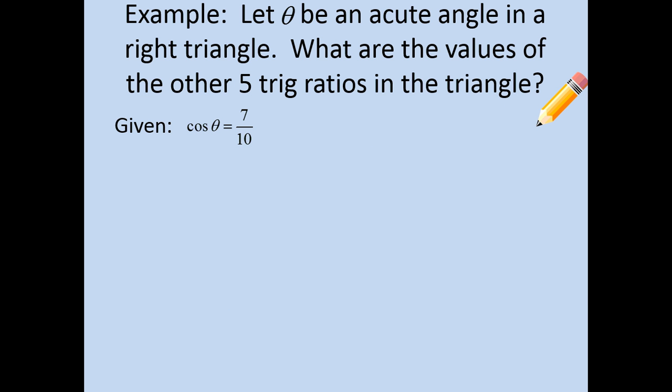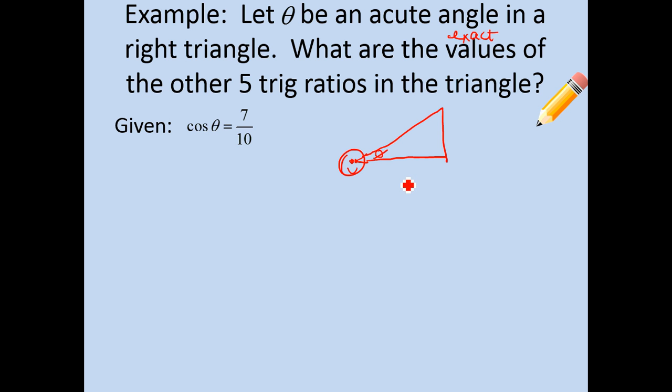Okay, let's do another example. Let theta be an acute angle in a right triangle. What are the exact values? I want exact values, not decimals, of the other 5 trig ratios in the triangle. So we are going to make a right triangle, and we are going to do an acute angle. So this is our acute angle. This is where I'm standing.